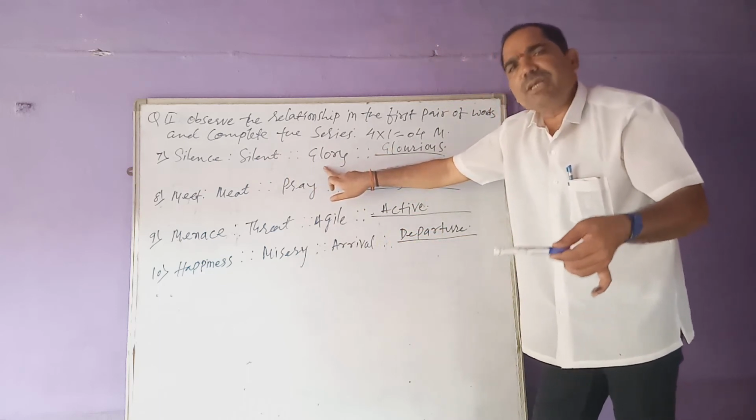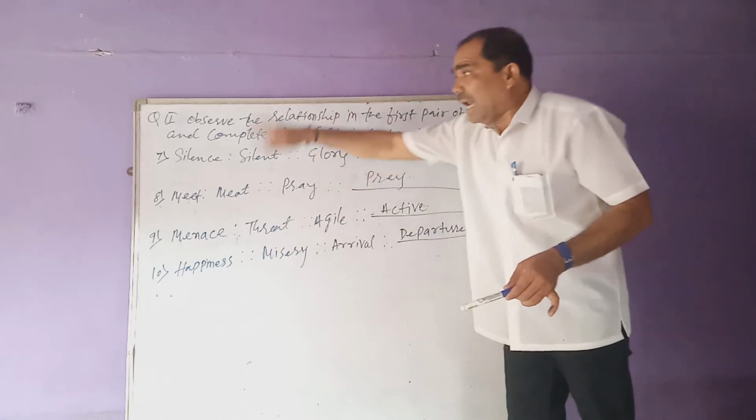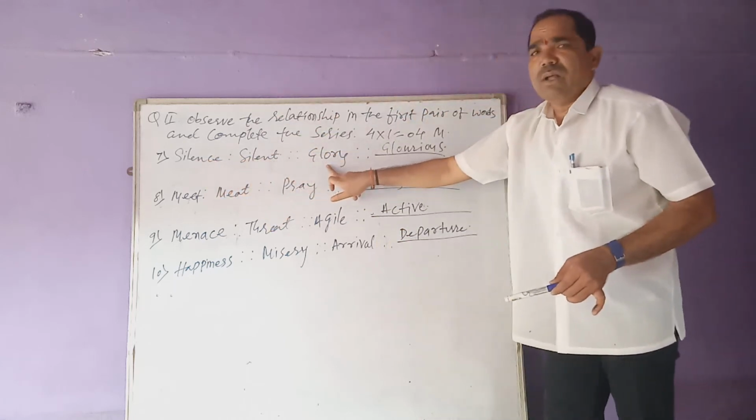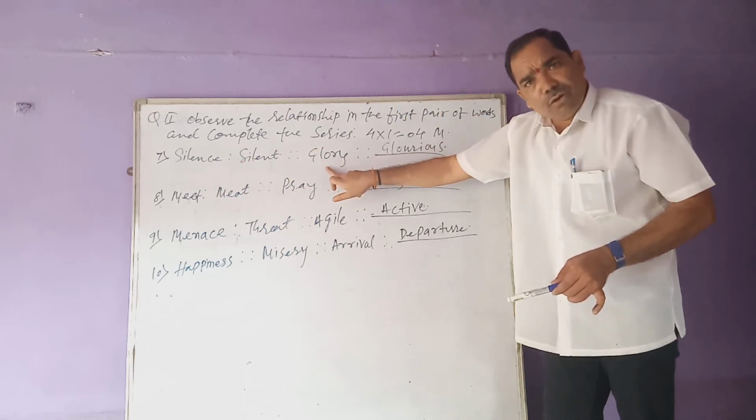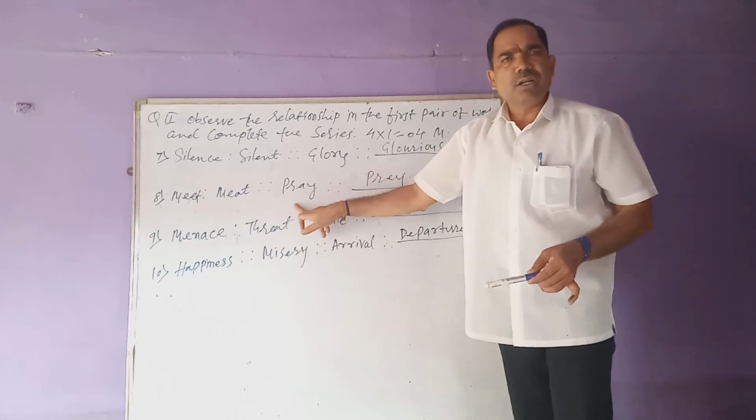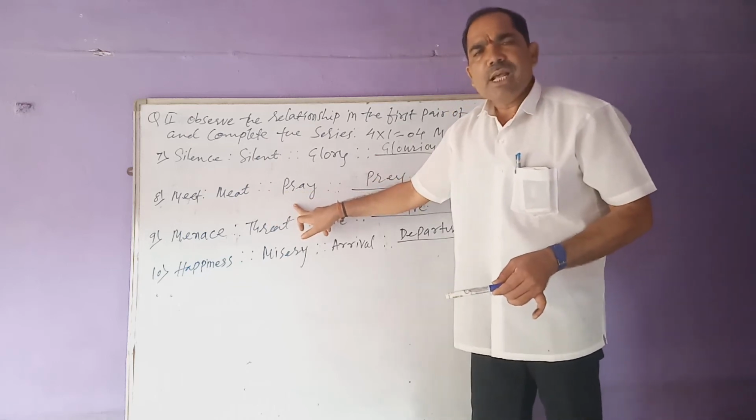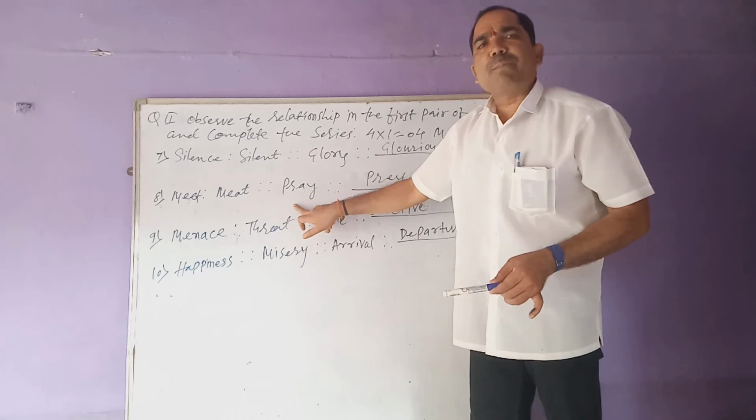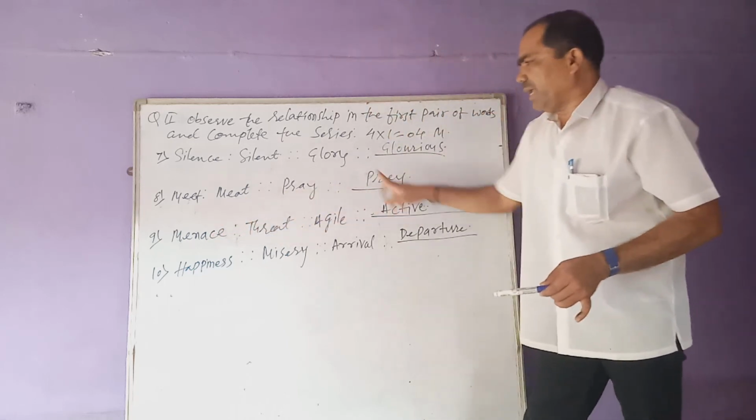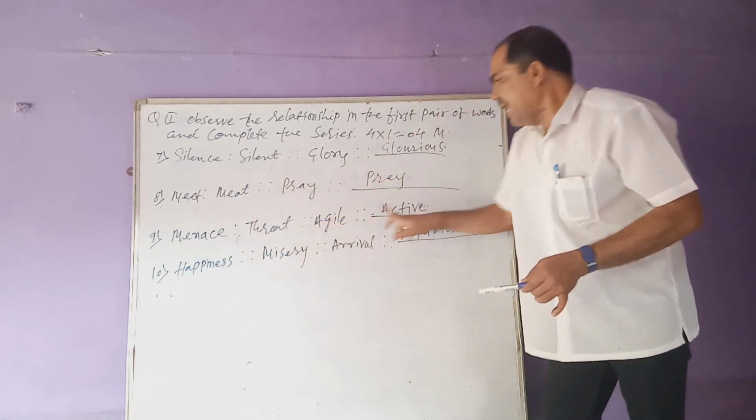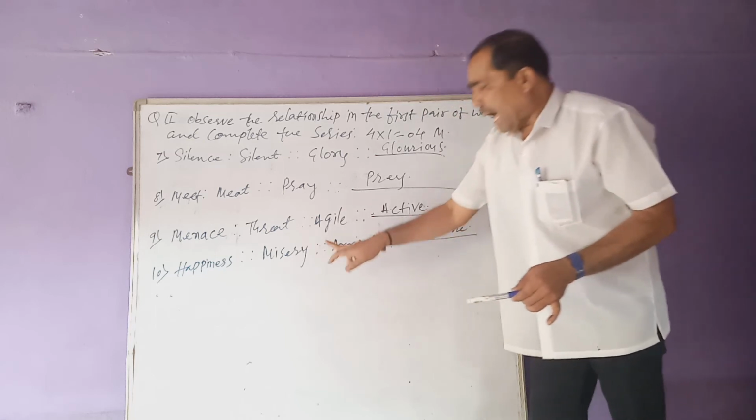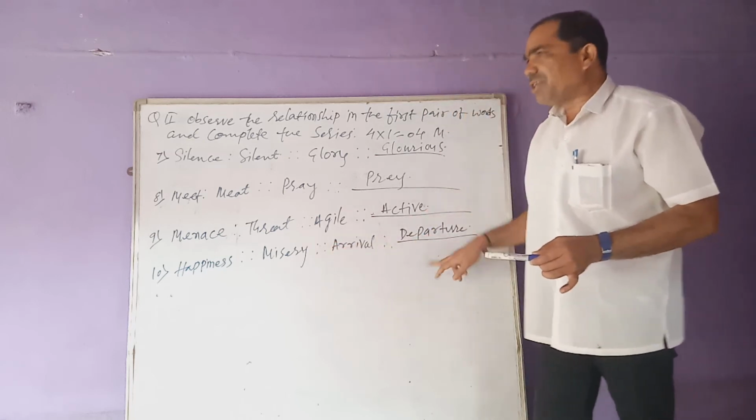After searching, definitely you will get it. Already I told you: the combination of noun and adjective, glory is a noun, so what is the adjective form of glory? Glorious. Then meet, homophones. Homophones are words in English which are spelt differently and mean differently, but are pronounced the same way. Homophones, meet, pray. Now menace, threat, agile, active. Happiness, misery, arrival, departure. Arrival is coming, departure is going.